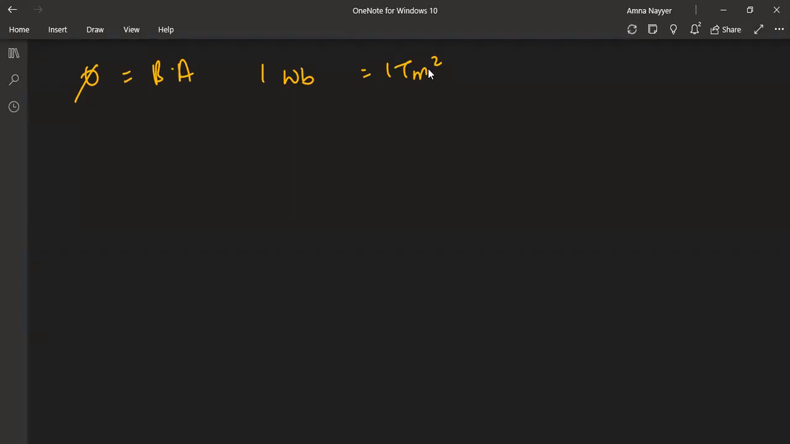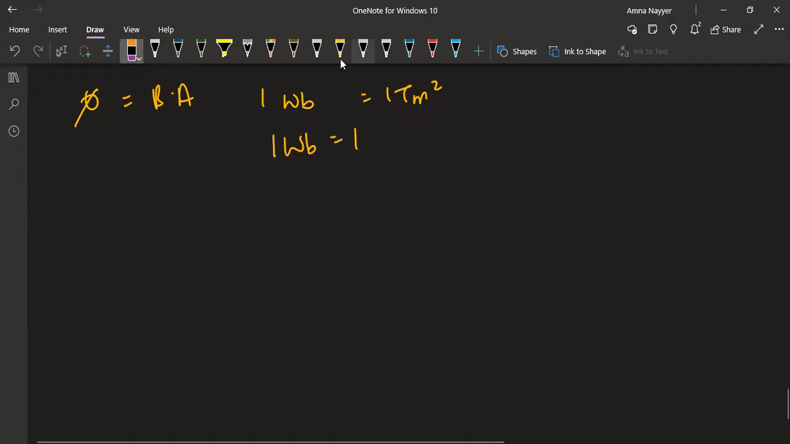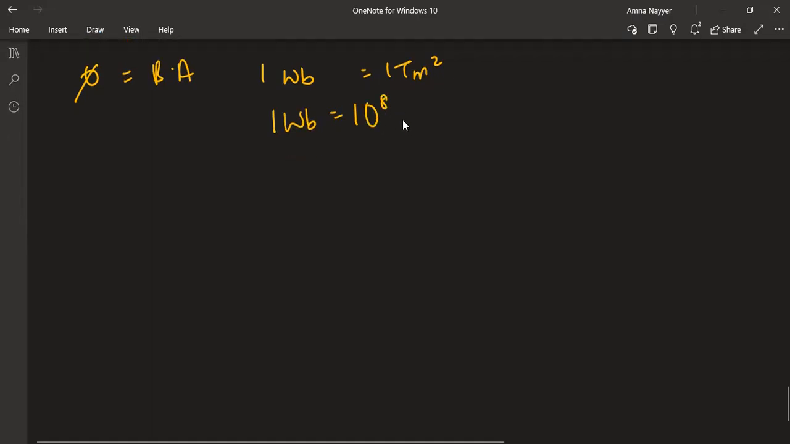Fine. Now, this is the SI unit. Here, the CGS unit is also important for magnetic flux. So, remember that 1 Weber is equal to 10 to the power 8 Maxwell, not 18. 10 to the power 8 Maxwell. Fine. Maxwell is the CGS unit. Why am I saying this? Because some questions in your previous year papers have mentioned this unit. Maxwell unit is mentioned, right?